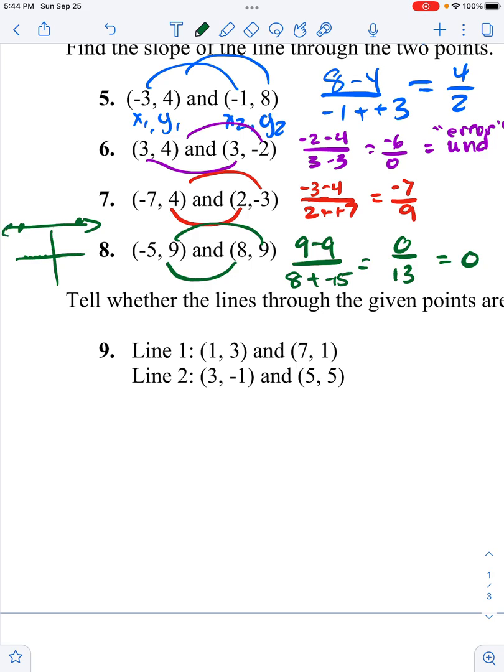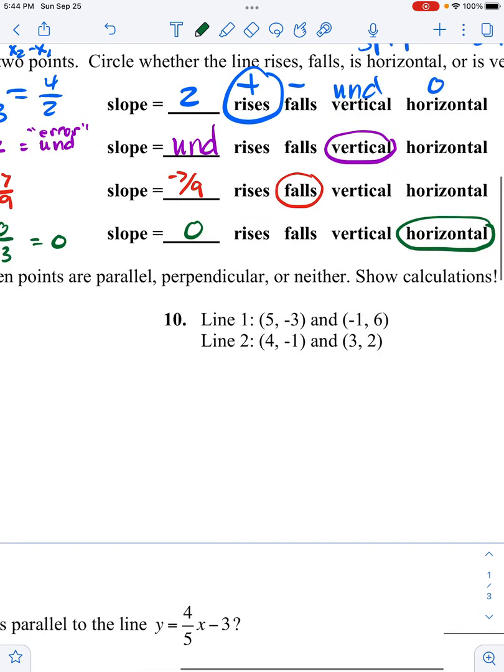And remember, the equation would be y equals 9 because it's telling you what the y value has to be, and it's crossing only the y-axis. So for parallel, I need the slopes to be the same. Perpendicular, I need them to be opposite in sign, and then reciprocals. So I need them to be positive, negative, and flipped over, both things. Neither means that it doesn't meet any of the criteria for parallel or for perpendicular.